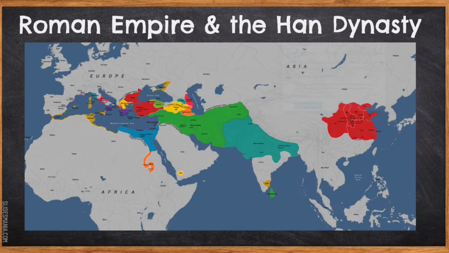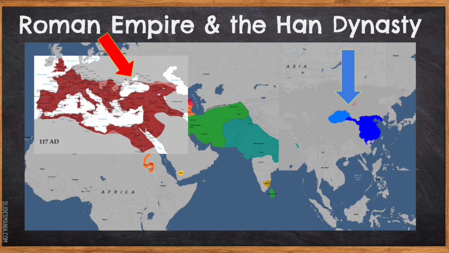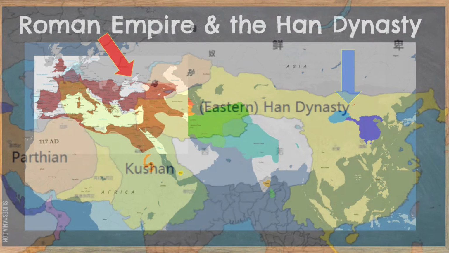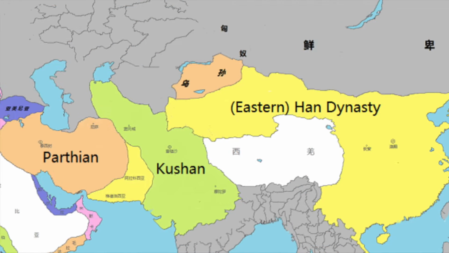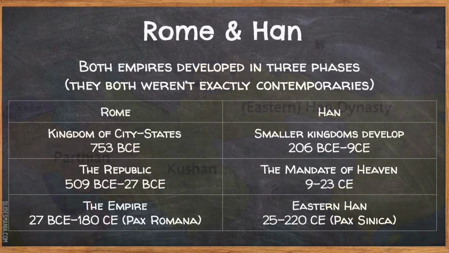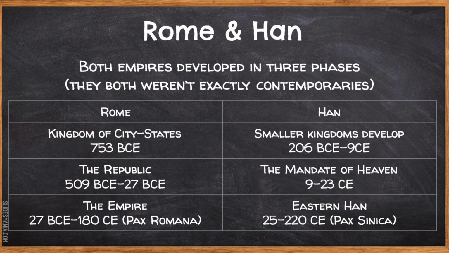So before we continue, young scholars, make sure you know the physical geography of both areas. For example, the Roman Empire began in Italy and spread throughout much of Europe, throughout the Middle East and North Africa, whereas the Han Dynasty began as smaller kingdoms and unified into what's now modern-day China. So what's remarkable about these two empires is that they both have three stages of development.